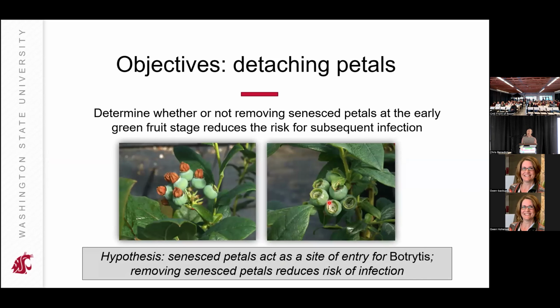Another thing we wanted to look at is to see if there is any effect on removing senesced petals from green fruit, and if that could help reduce the chance of infection. So as we know, some cultivars have the tendency to hang on to those senesced petals. For example, Draper is a cultivar that tends to do this, and for that reason, we use that cultivar here. And our hypothesis is that these senesced petals, this dead tissue, is a type of tissue that botrytis might really thrive in, and it could act as a site of entry for botrytis, and therefore, if we removed those, that would reduce the risk for subsequent infection in the fruiting stages.